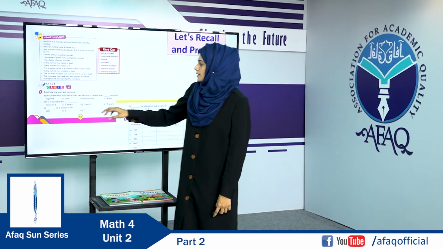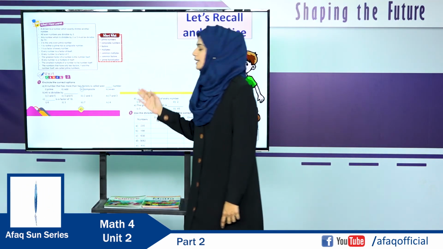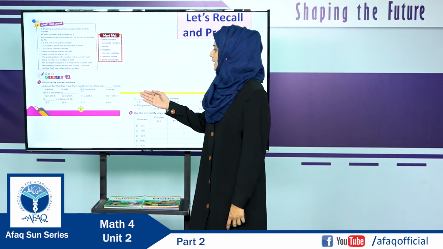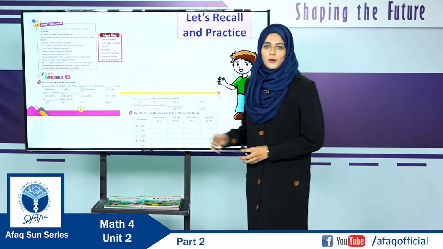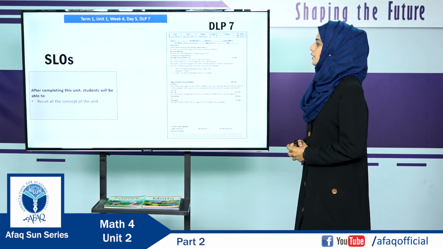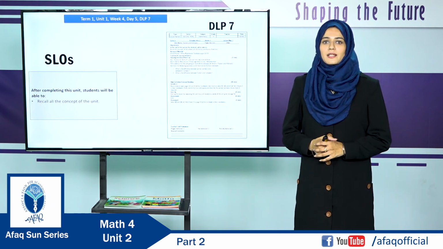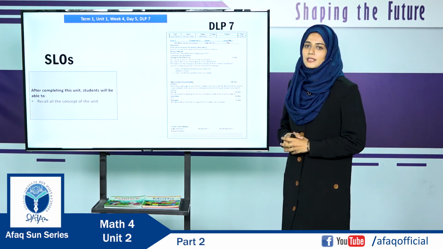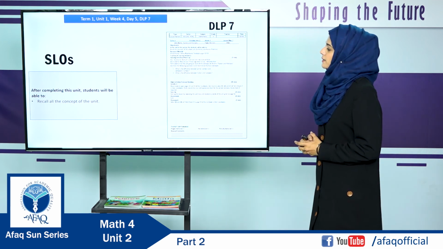The other question is: 45 is divisible by dash. It is divisible by 3 and 5. It's the correct option. So do the rest of it on your own. It's activity time. In this SLO, we are going to recall the concept of the unit. To cover this, the methodology has been given in DLP 7, which falls in Term 1, Unit 1, Week 4, Day 5. Let's see the exercise.